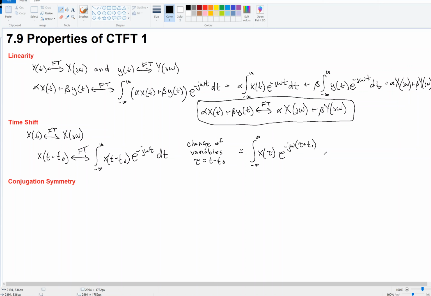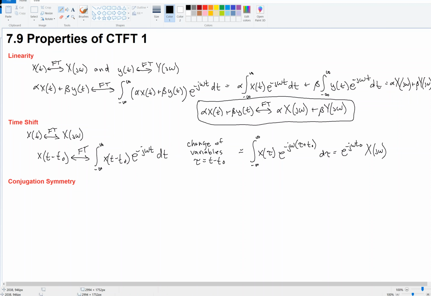D tau equals dt. Okay, so now from properties of exponents and the integration, I can bring e to the minus j omega t0 out of that integral. And then what am I left with? I've got the analysis equation, right? Yes, we're calling it tau, but it doesn't matter what you call it. The fact is that I'm integrating over tau. I've got e to the minus j omega tau, x of tau from minus infinity to infinity. So what is that? That's exactly the Fourier transform of x.